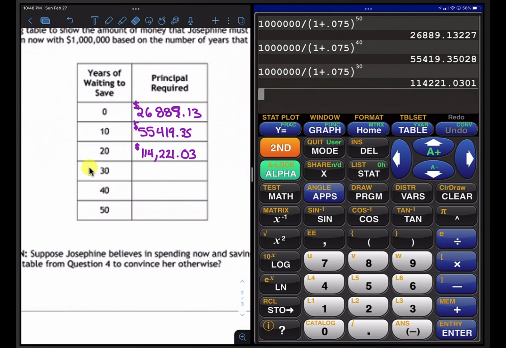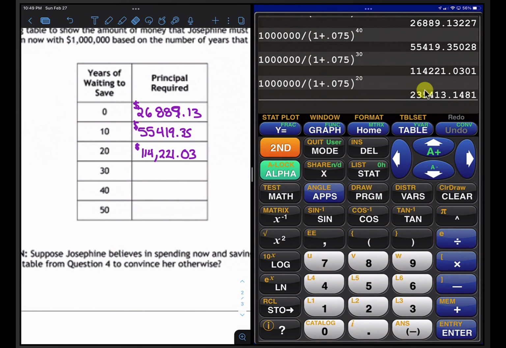Well, what about 30 years? If she waits 30 years from now to start investing, then you know what we need to do. She would only have 20 years left to earn her money. So we just change the exponent to 20. All right, there we go. And so if she waits 30 years from now to start investing, in order to have $1 million at retirement, she would have to put in this much money. And that is the $235,413.15.